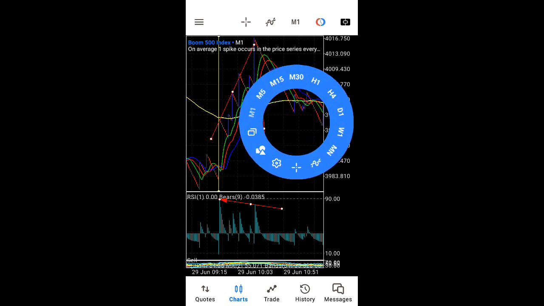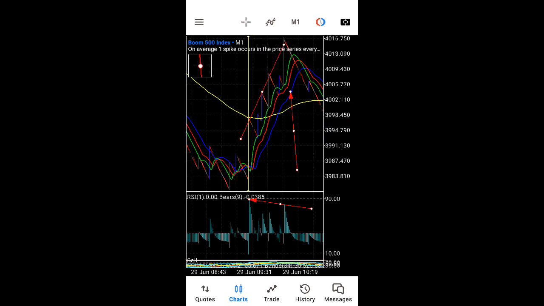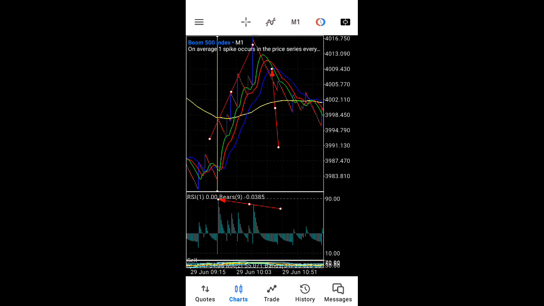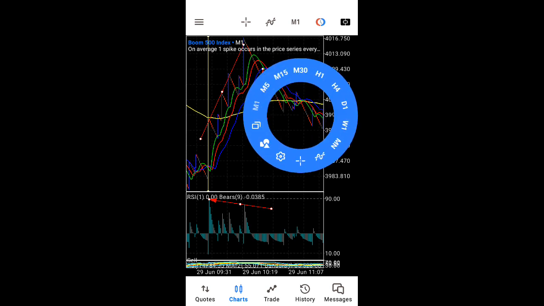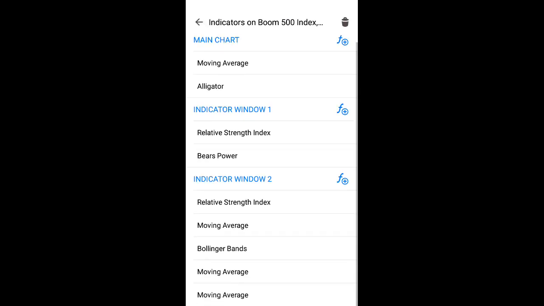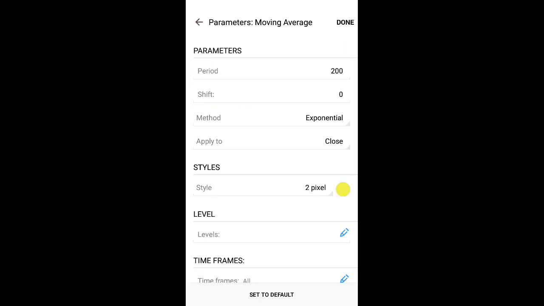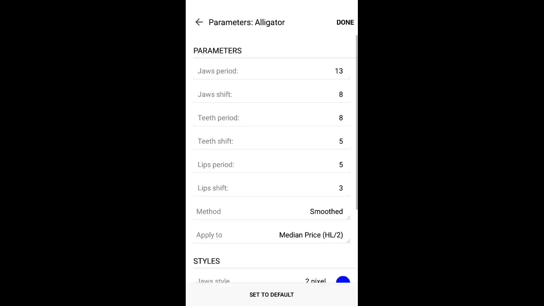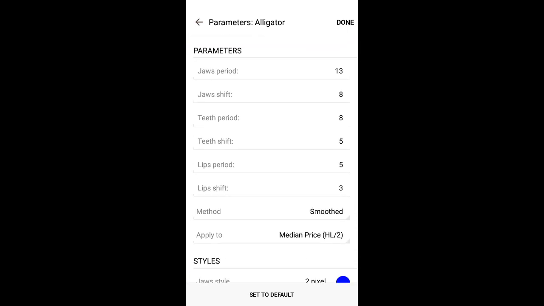So up to there, I guess you have understood. I'm sure we have so many other examples, but those two are enough for now. So for the indicators, let me show you. Don't worry about my indicator window 2, that's just my TDI on the chart. On our main chart, we have our moving average 200, exponential as usual, apply to close, color of your choice. Then we have our alligator. I think this is the default settings. Yeah, it is on the default.